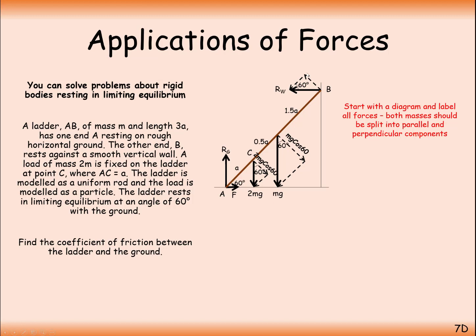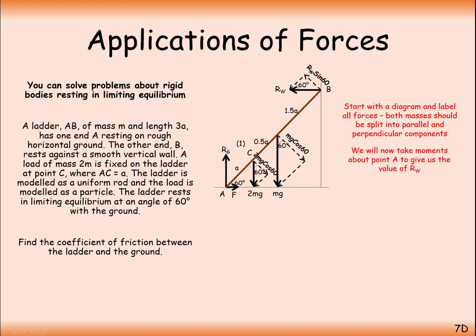We've got the triangle here as well. Now that's the opposite, so be careful. That's Rg sine 60. We've got 60, our right angle here. So we've got the diagram labelled with all the forces. Both masses should be split into parallel and perpendicular components, and we do that for all questions.